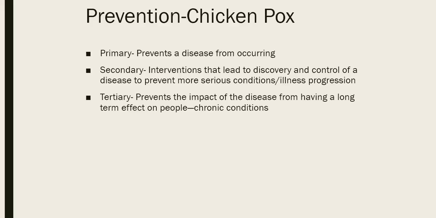Tertiary prevention is to try to prevent the disease from having a long-term effect on people. This is an example where immunity can occur, but the virus lies dormant in the person for years, in the case of diseases that might occur later in a person's life. So if someone has chickenpox, they can then come down with other diseases later, even though the chickenpox virus was dormant in them for a long time.